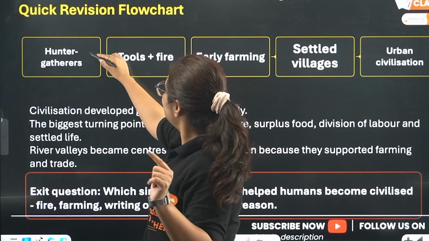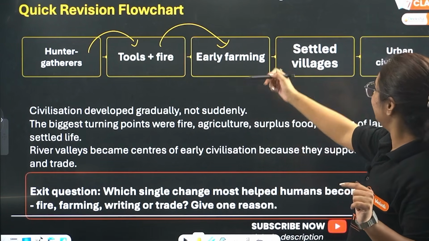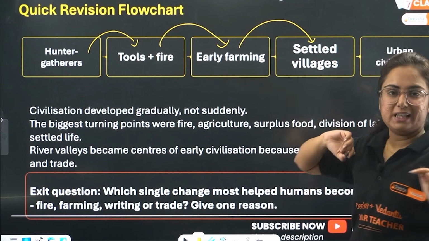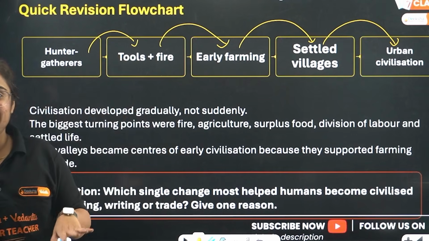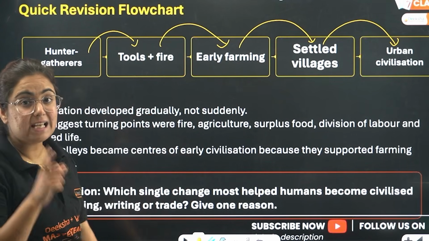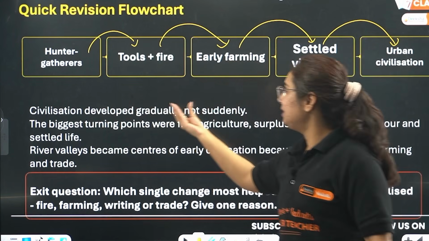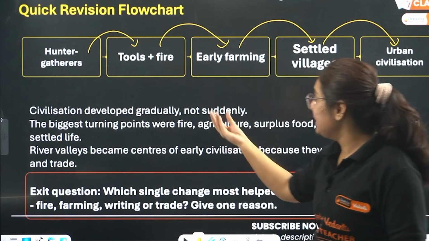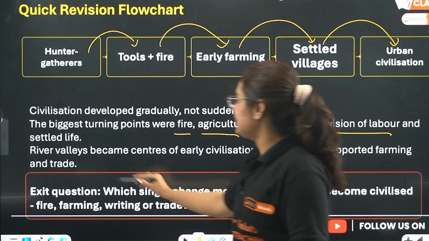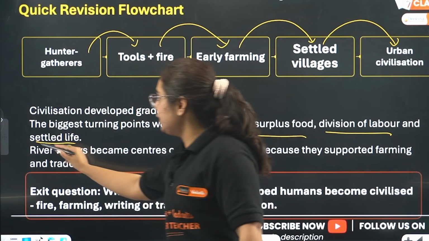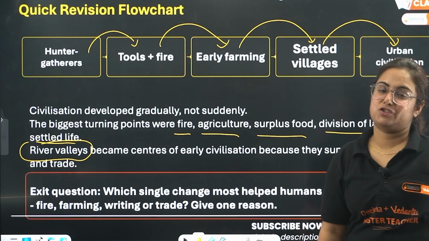So hunter-gatherers made tools plus fire, and here we got the early farming community in the Neolithic age. Then come the settled villages, which later formed urban civilization. An example for India's subcontinent is the Indus Valley civilization. I am calling it a subcontinent. That should be in your mind. Okay, so beta, civilization developed gradually, not suddenly. The biggest turning points were fire, agriculture, surplus food, division of labor and settled life. The main point is all of them developed near river valleys because they wanted water for easy civilization.